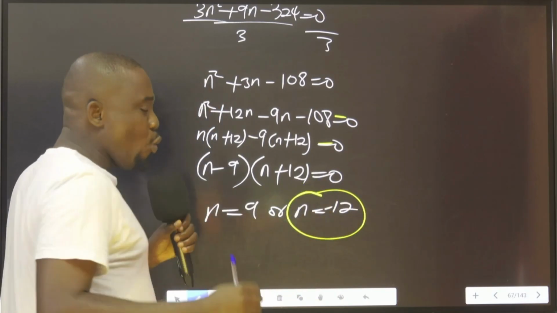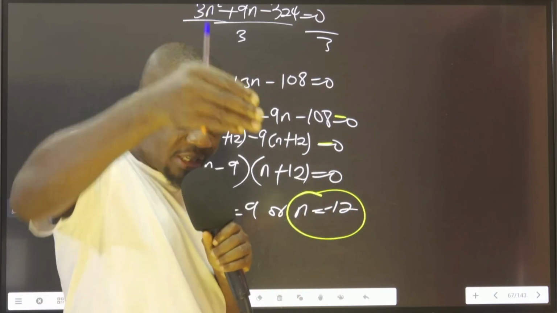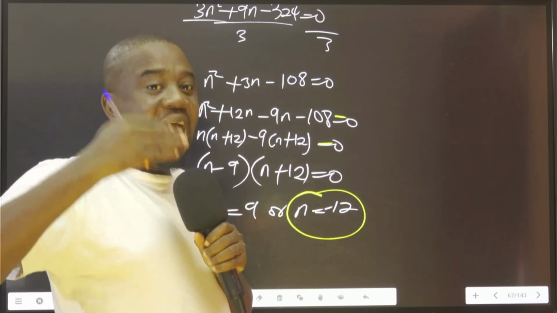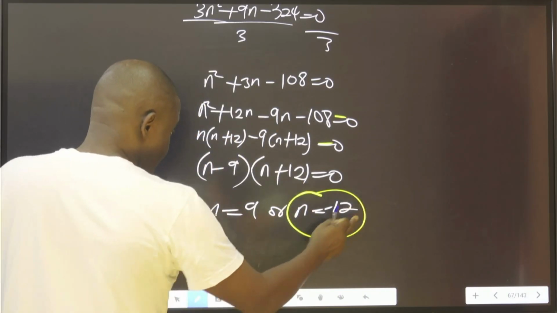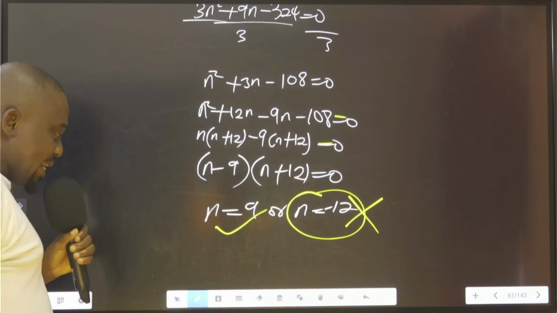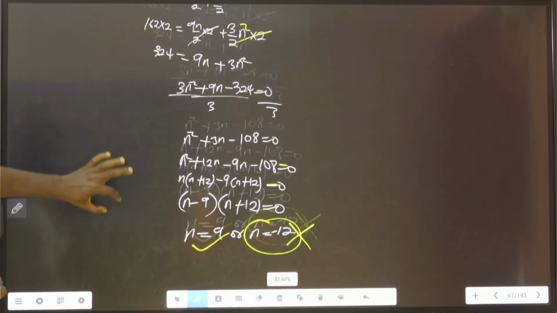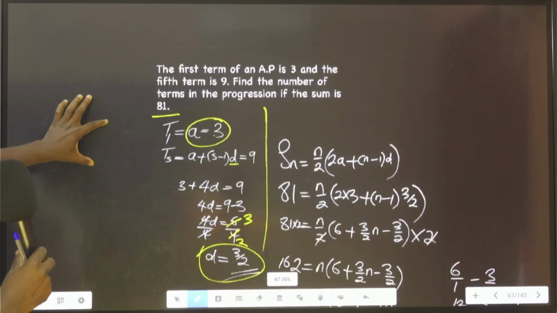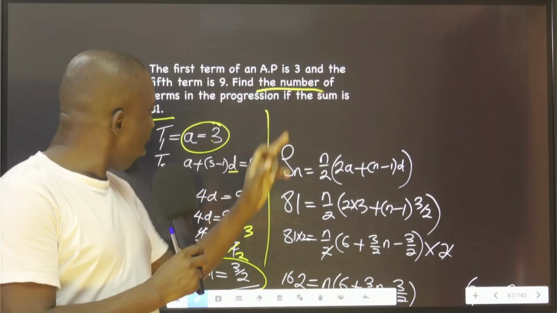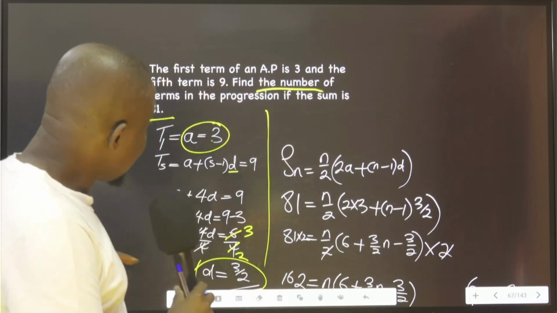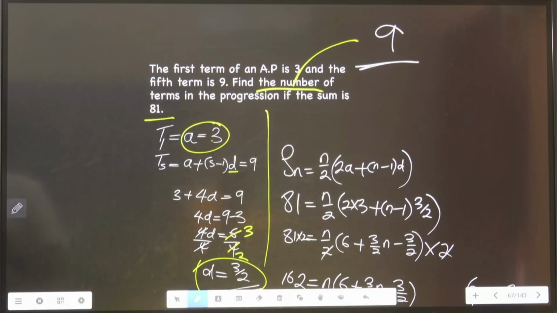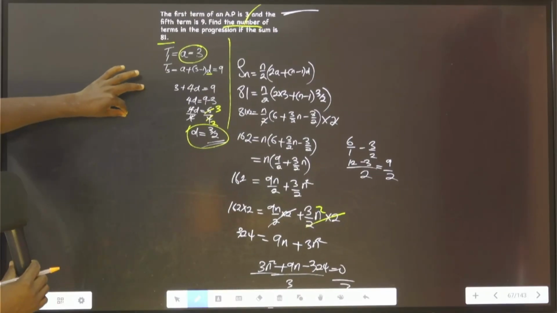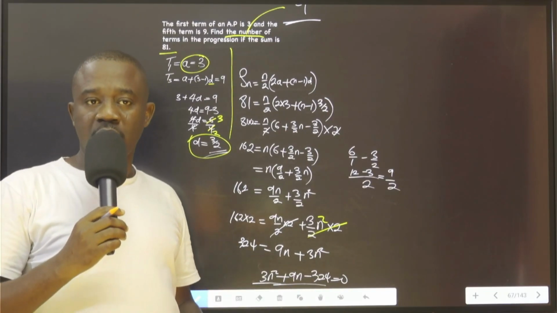There is no way we can have a minus 12th term. Terms are not negative. They are always positive. The only possible answer is n equals 9. So according to the question, we are asked to find the number of terms. It means, therefore, the number of terms is 9 terms. Hope this explanation is understood. Thank you for viewing.